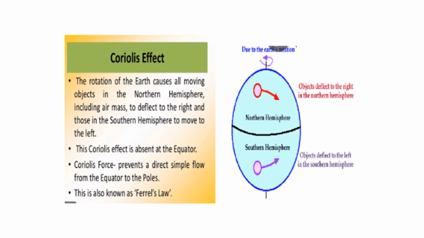Coriolis force prevents a direct, simple flow from the equator to the poles. This is known as Ferrel's law. The Coriolis force directly prevents the flow of objects from the equator to the poles.